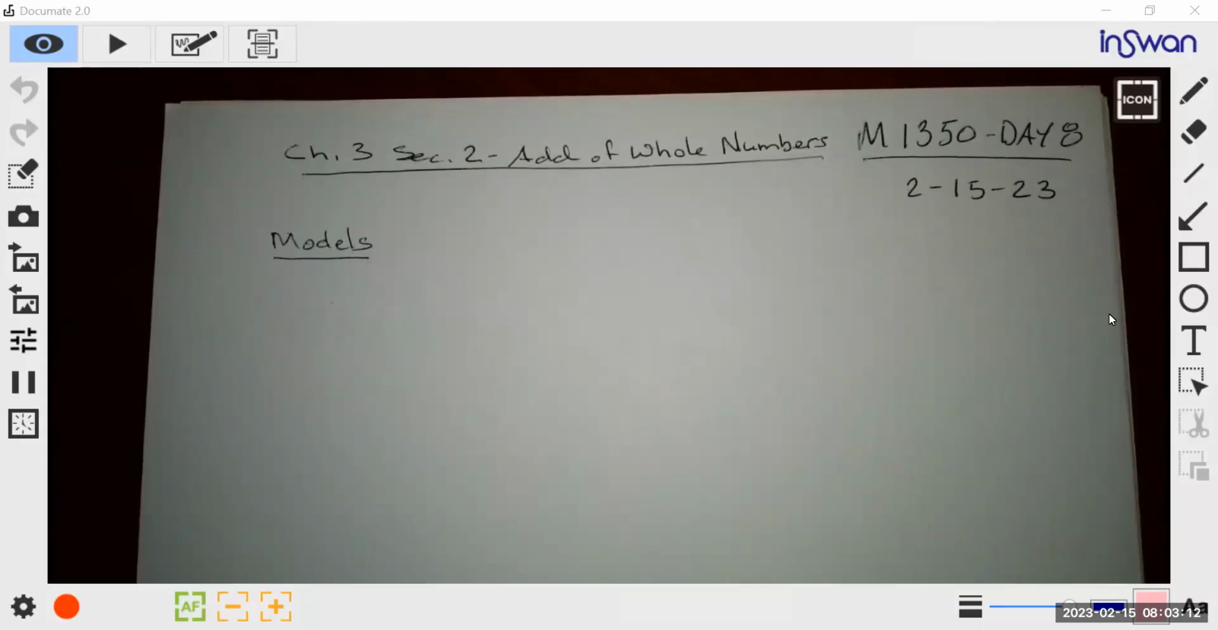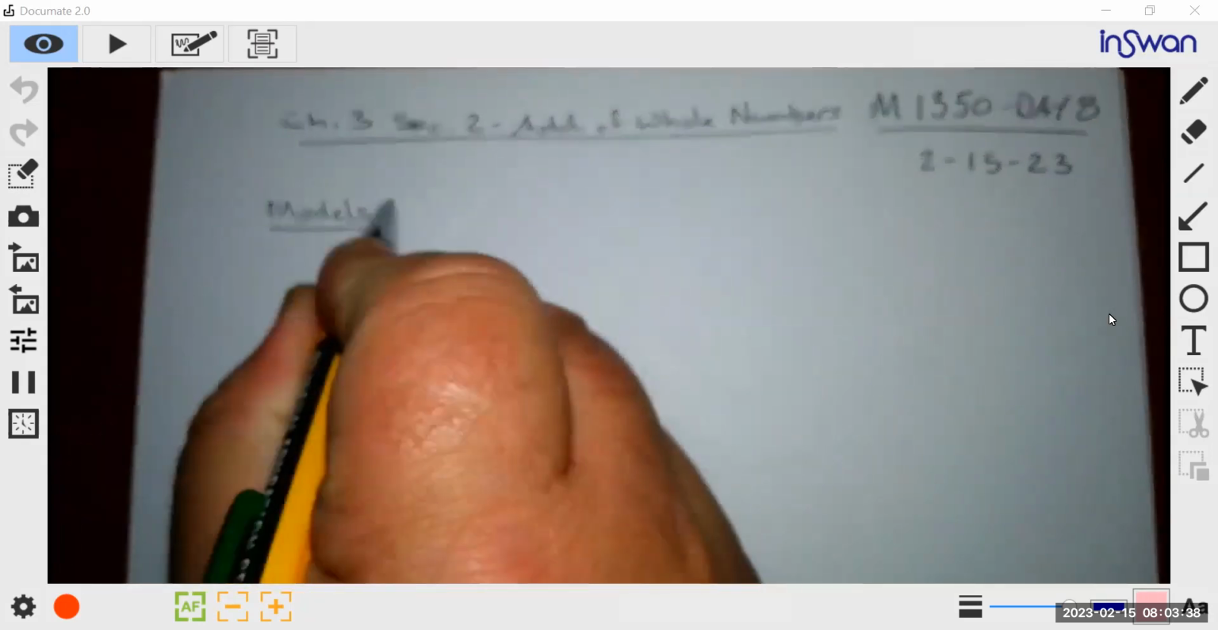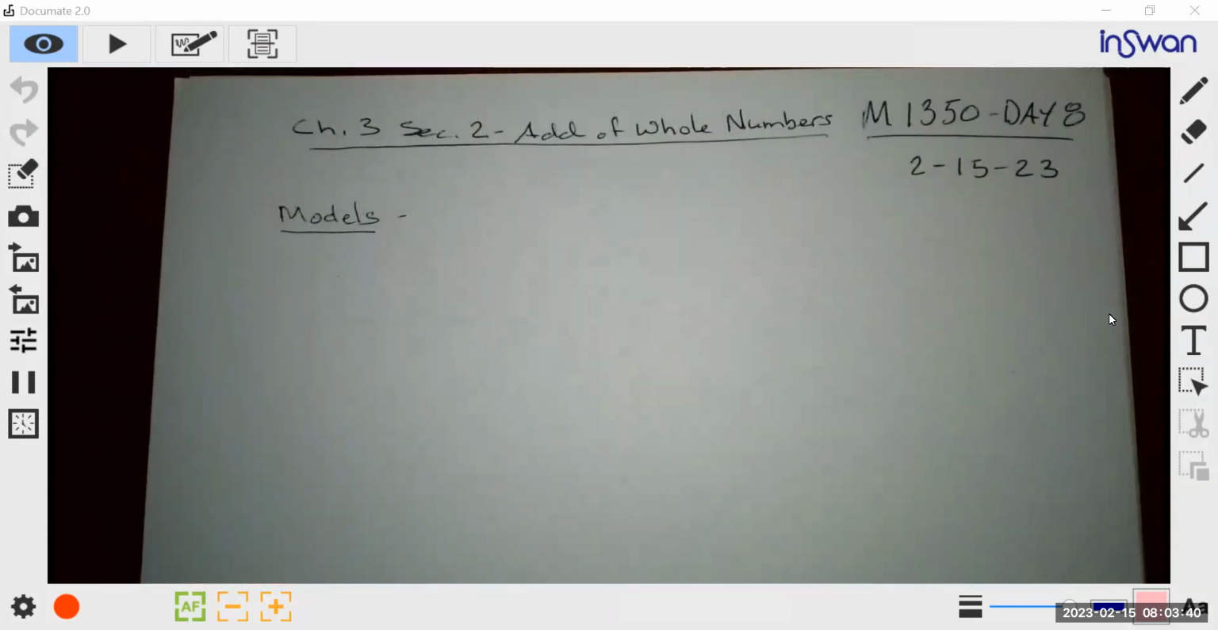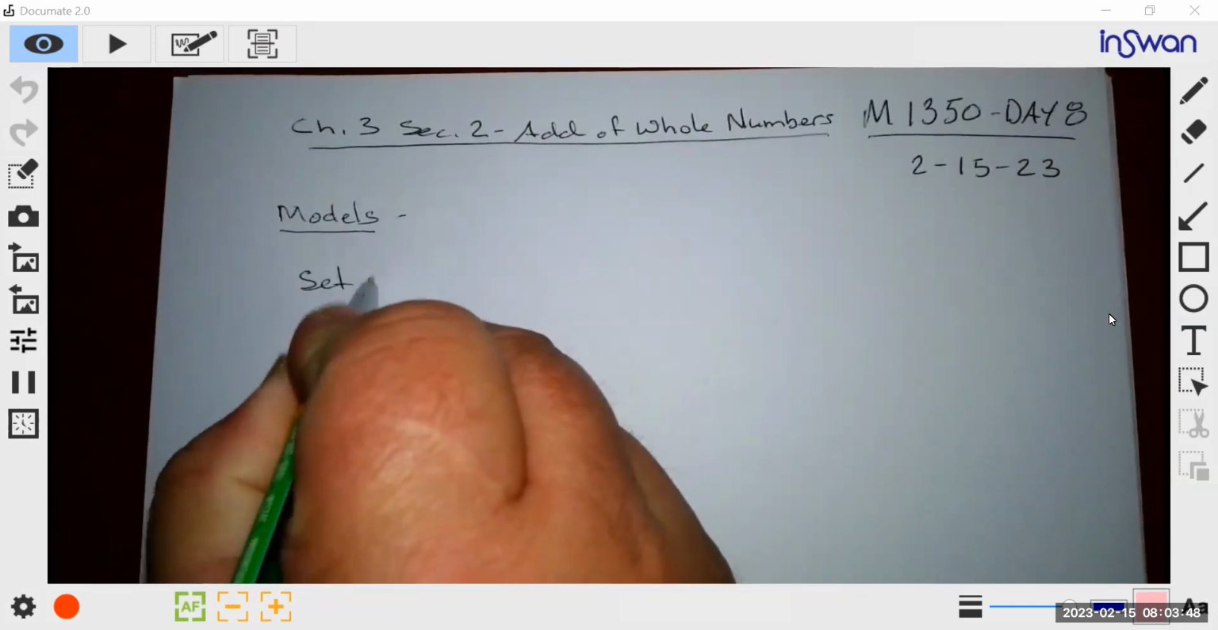All right, today we're going to discuss addition of whole numbers. It sounds pretty basic, but remember, as teachers, you have to be able to teach addition to elementary school kids who know nothing about numbers or how to add things. We're going to look at different models today. Models are simply different theories on how to solve addition problems. The first one we're going to talk about are sets. The set model.